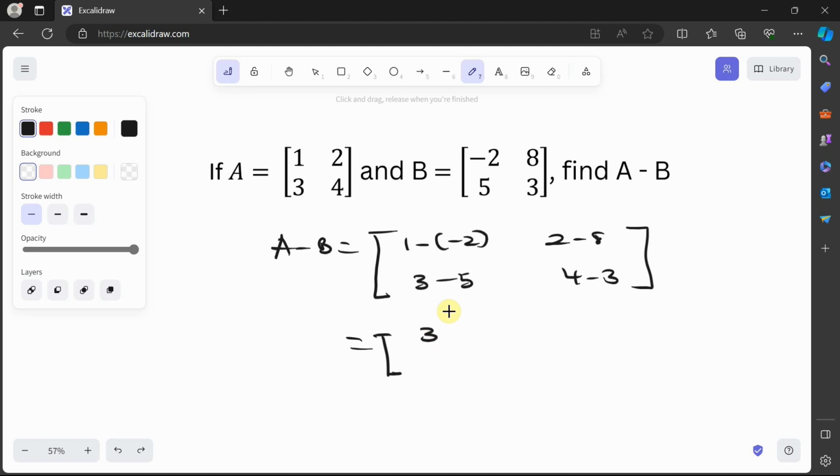This will be 3. 3 minus 5, this should be what? Minus 2. 2 minus 8 should be minus 6. And 4 minus 3 is 1. So this is the simple solution for subtraction.